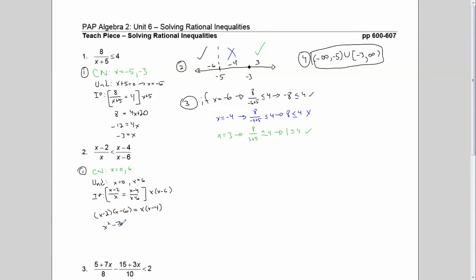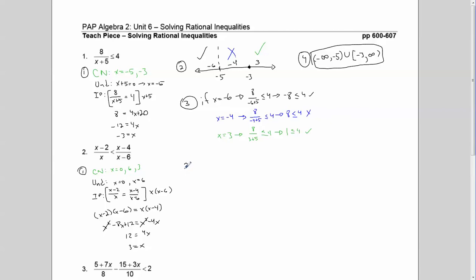So x squared minus 8x plus 12 equals x squared minus 4x. Solving this algebraically, our x squareds will subtract out to 0. I'll add 8x to both sides, so 12 equals 4x, or 3 equals x. So our other critical number is going to be a 3, positive 3.